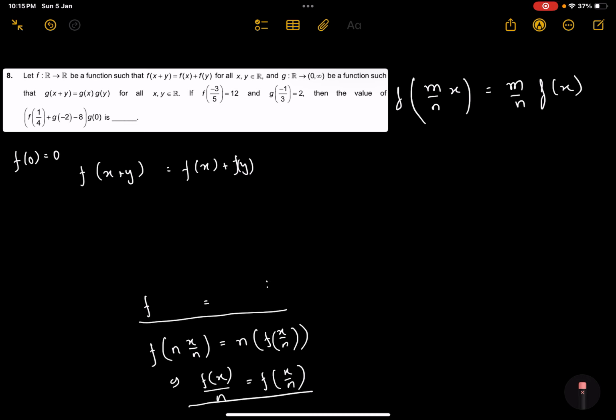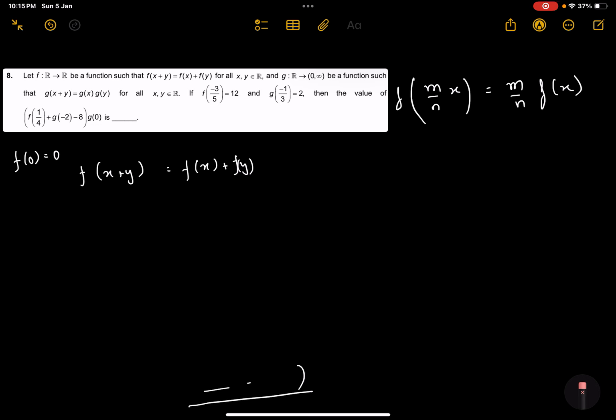Similar argument, similar steps will yield the result that g(m/n x) is equal to g(x) to the power m by n.